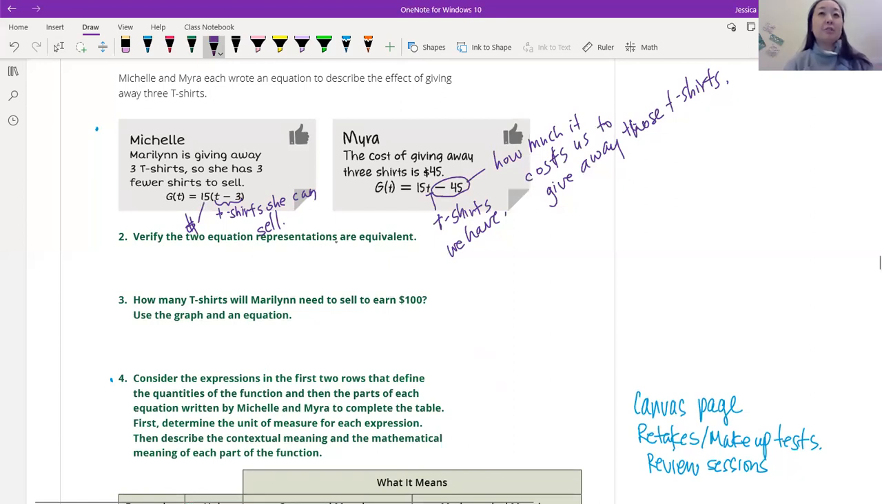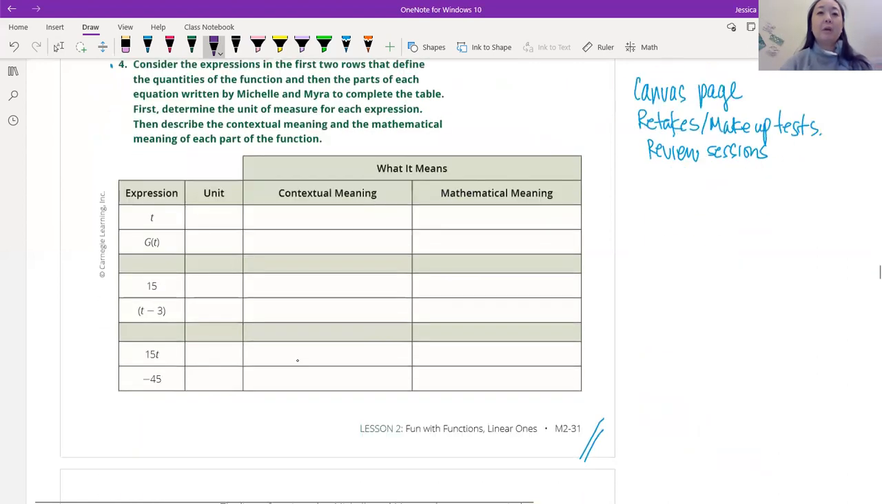So verify that these 2 equations are equivalent. Are they the same? Let's find out. So we got 15 times t minus 3. Well, I want to see if it is equal to 15t minus 45. Is that the same? I put a little question mark over it because I'm not sure. We're trying to verify that, right? So I know how to get rid of these parentheses. I could just distribute. So 15 times t is 15t minus 15 times 3, which is 45. And if you look, that's the exact same thing, right? So yeah, we know they are the exact same thing. Check, done.